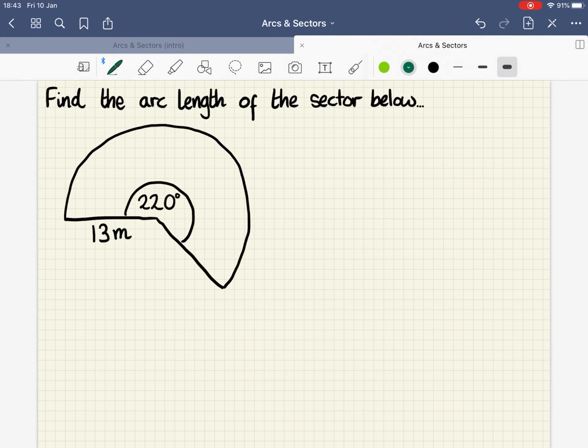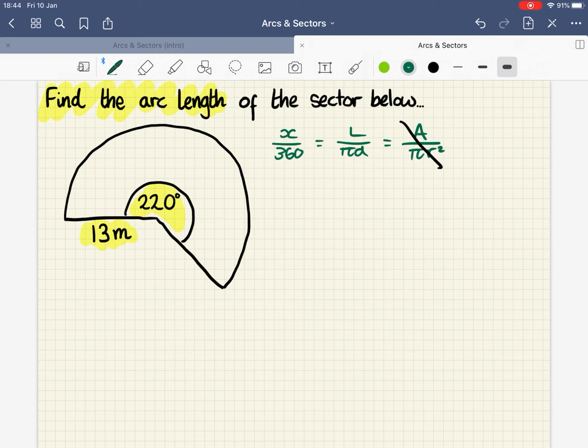Okay, now on to the second question. So highlighting my key information, it is telling you to find the arc length. You're given this angle in the middle and we have a radius here. So writing out my equation, x over 360 equals length over pi d equals area over pi r squared. Nowhere in there does it ever mention area, so I score that off.